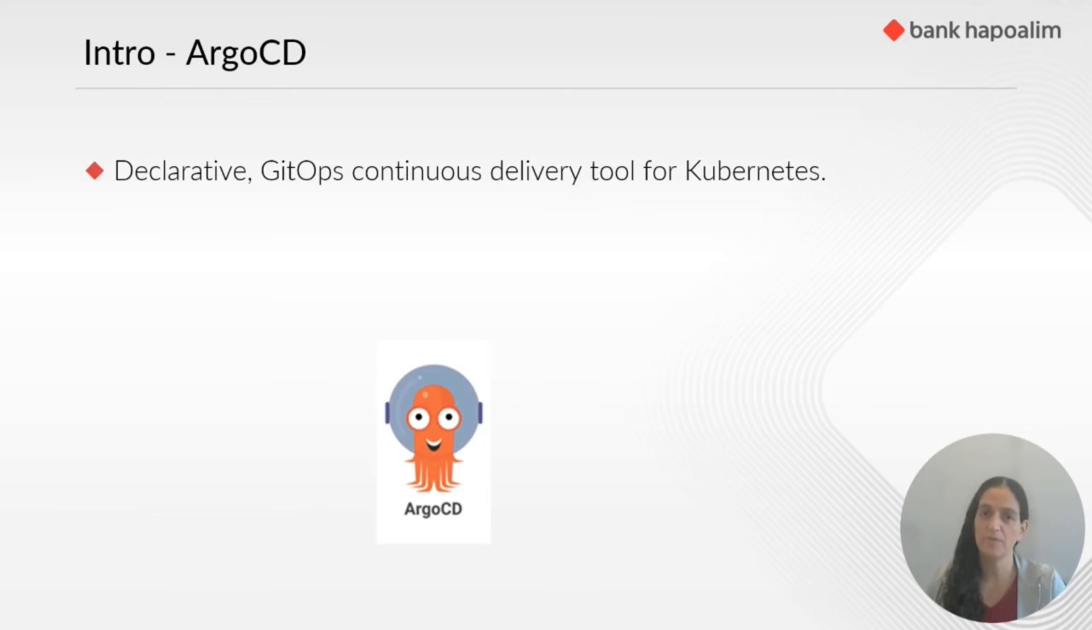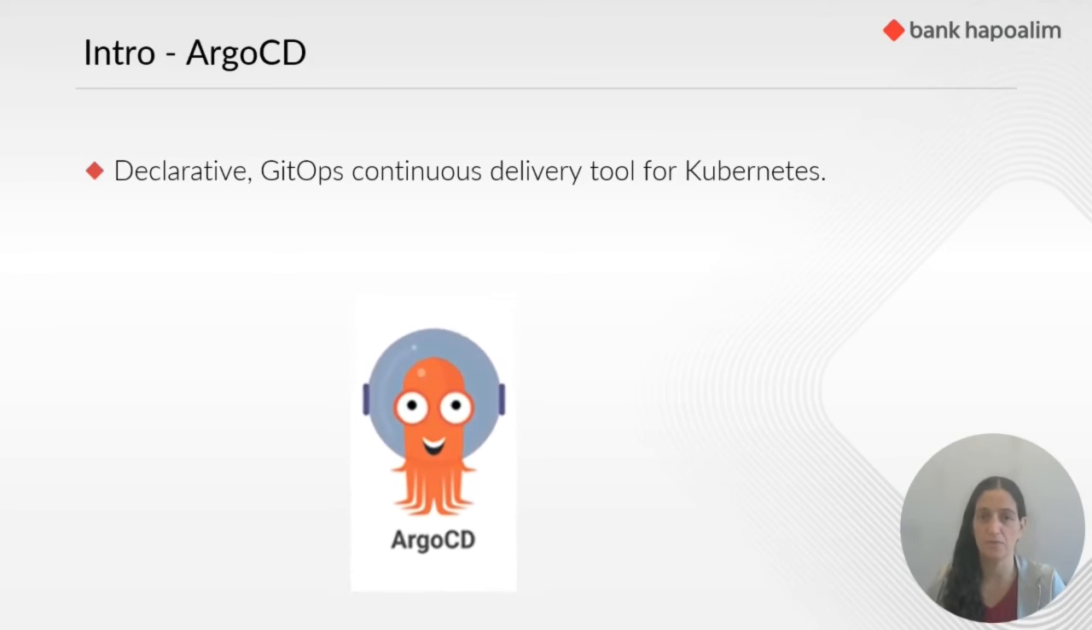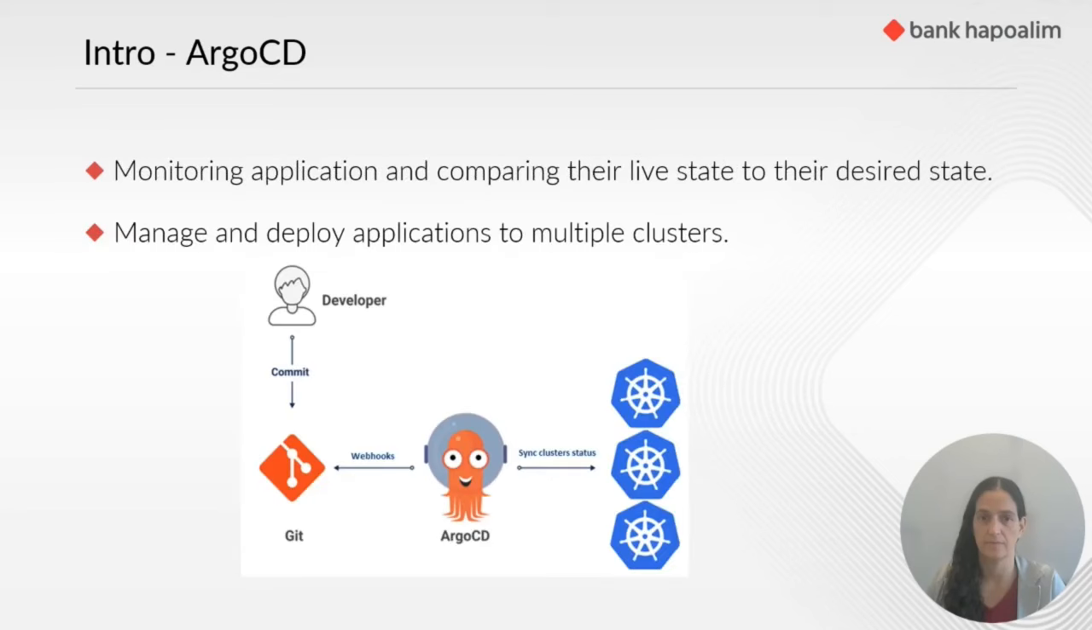In Bank Hapoalim, we use GitOps with ArgoCD. ArgoCD is a declarative GitOps continuous delivery tool for Kubernetes. ArgoCD is responsible for monitoring our running applications and comparing their live state to their desired state. We use it to manage and deploy applications to multiple clusters. The desired states are specified as manifests and custom resources in our Git repositories.